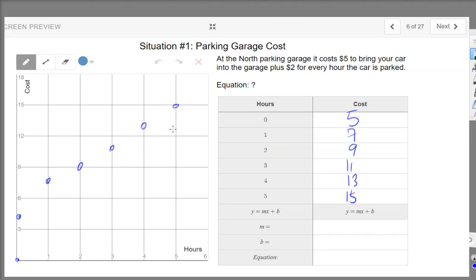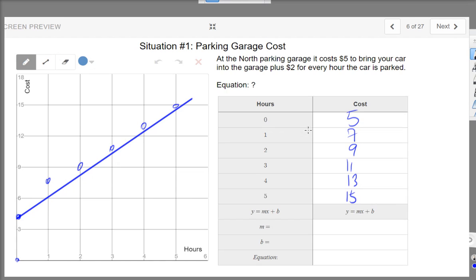Okay, so I've gone and plotted all my points. The first one is 0, 5, so $5. If I'm there for 0 hours, I'm going to pay $5. This is the cost. If I'm there for 1 hour, I'm going to pay $7, and so on. All right, so if I join a line, it's going to look like this. So do the best you can. If I'm there for 5 hours, I'm going to pay $15. So it's kind of like that.